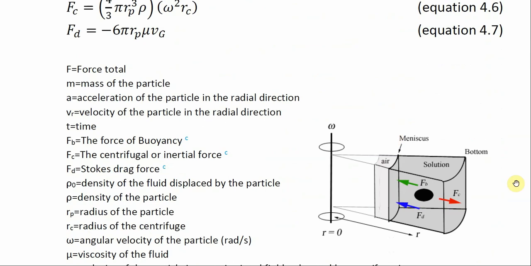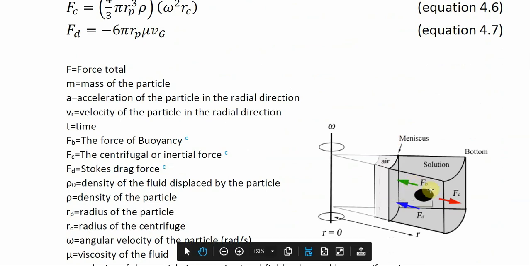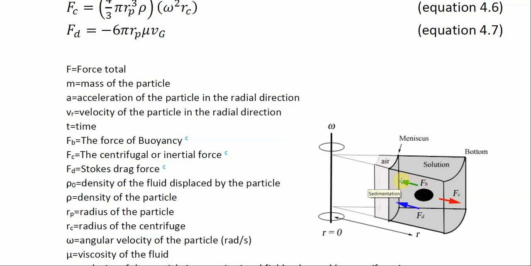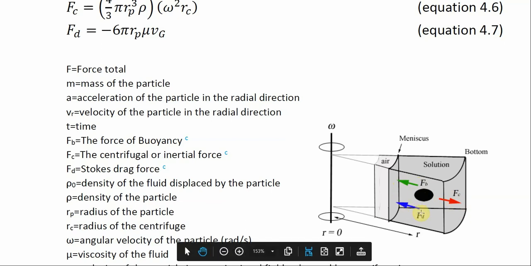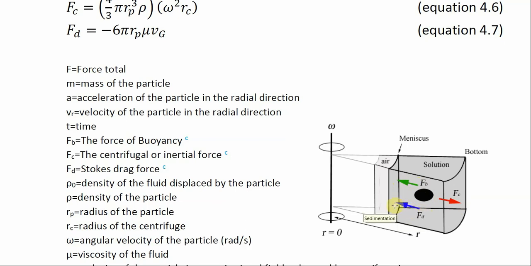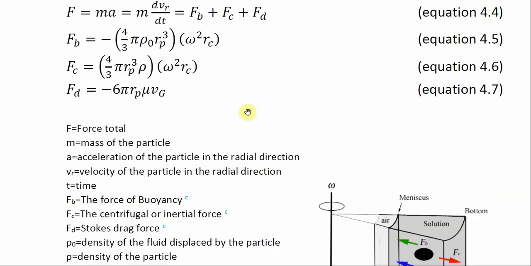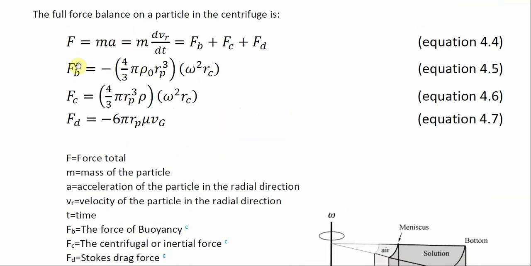And those forces are buoyancy, so that's trying to force the particle back towards the axis of rotation. Then we have F sub c, which is centrifugal force, and that's forcing the particle towards the wall. And then we have F sub d, which is the drag force, so the drag of the particle through the fluid, and that's going in the direction back towards the axis of rotation. Okay, so now we can outline each of those different forces in their own separate equations here.